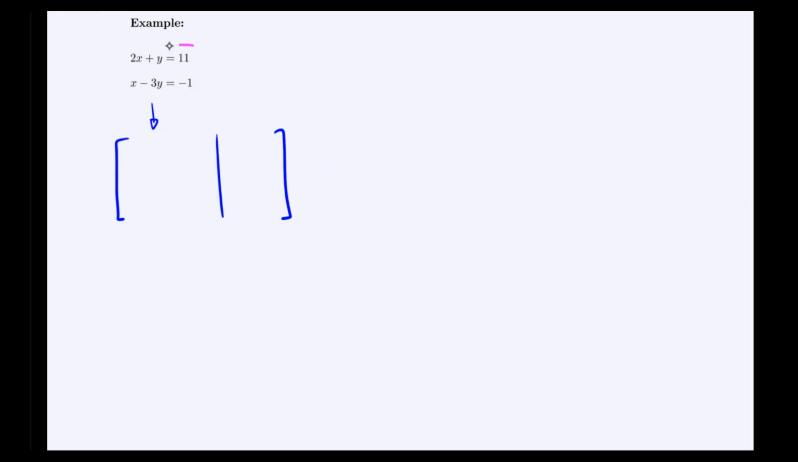We know that each equation gets its own row, and then each column is based on the variable or what it's equal to. So the coefficient of x for the first equation is 2, the coefficient of y is 1, and it's equal to 11. The coefficient of x for the second equation is 1, and for y is negative 3, and it's equal to negative 1. And we always keep in mind our goal.